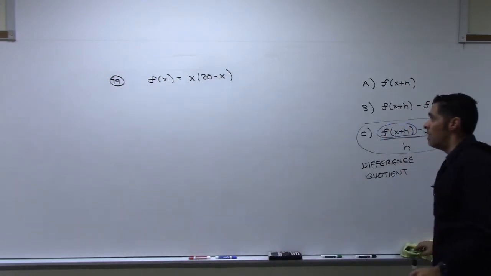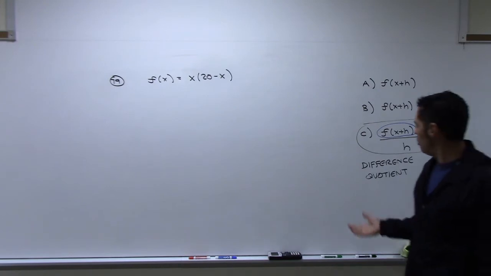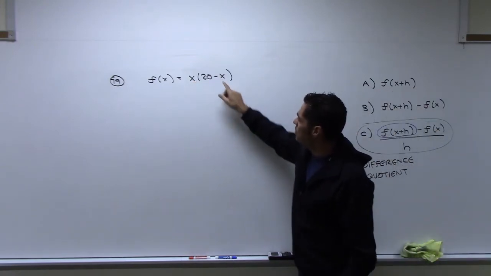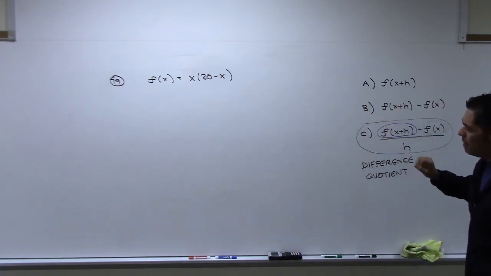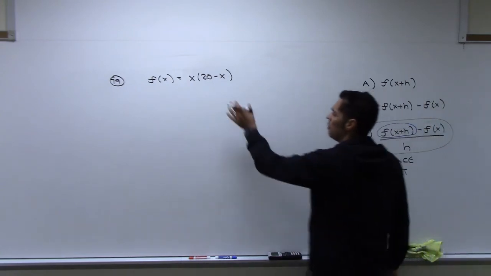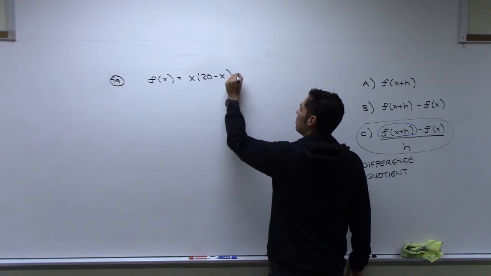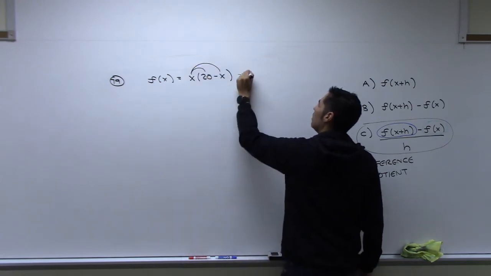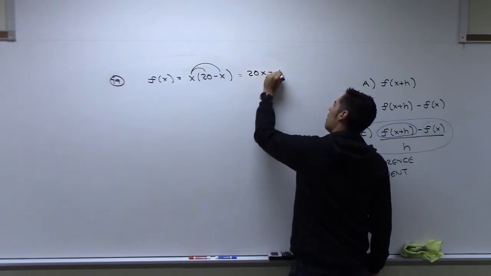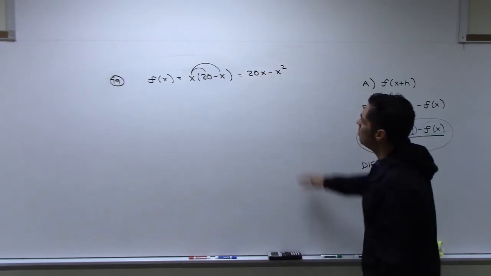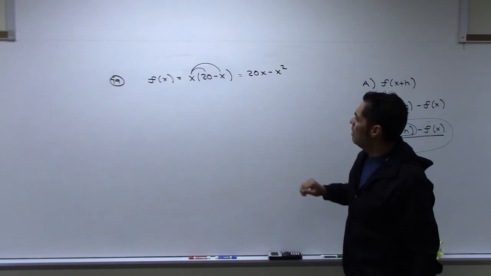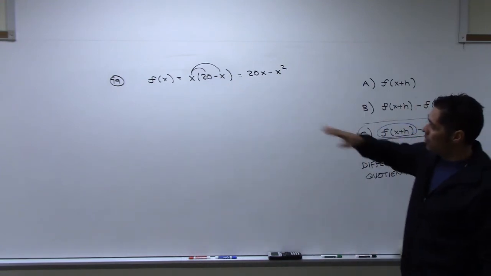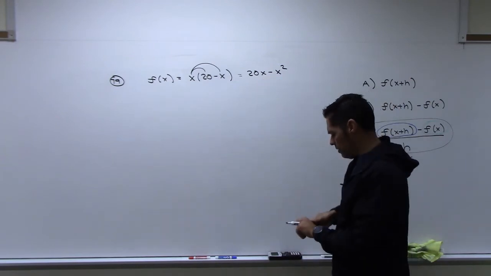Okay. Now, your temptation here is to just go and replace this with x plus h and that with x plus h to get this top left corner. My advice would be that if you have parentheses in your original function like this, go ahead and just distribute this through now. That's 20x minus x squared. It's just a little easier to work with this than it is to work with this once you start trying to plug in x plus h. So I'm going to be focusing all my attention on this.